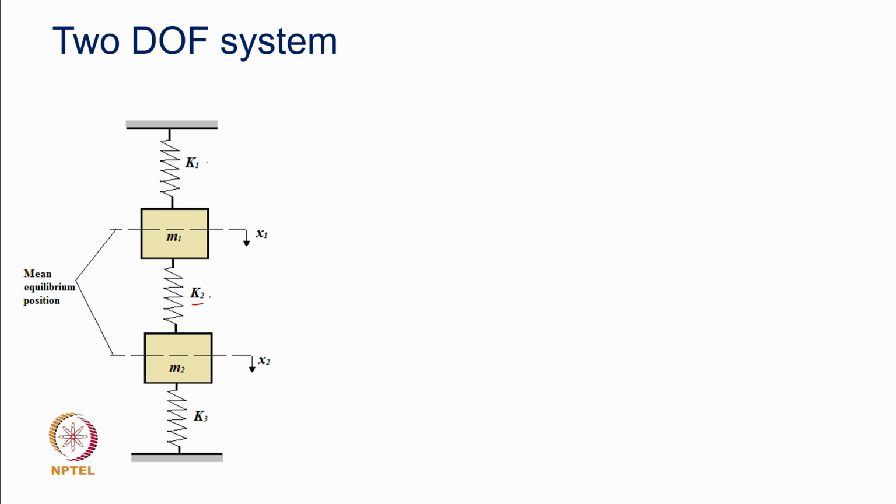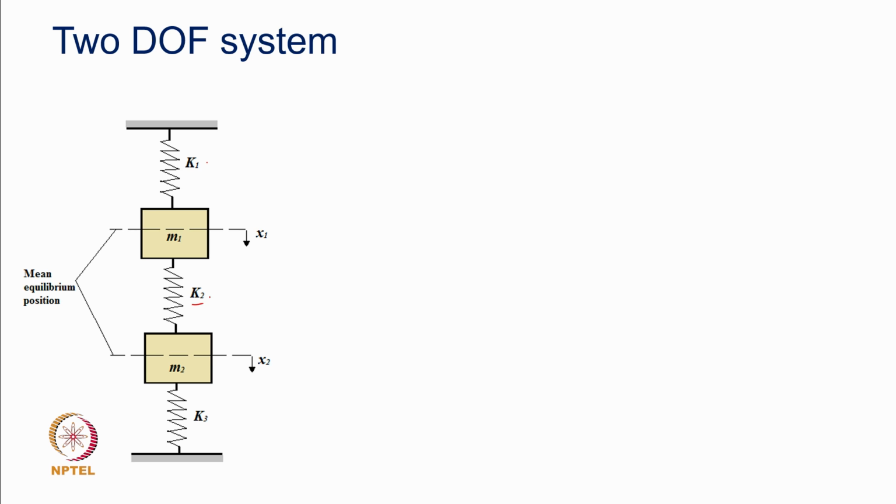That does not make a big difference in the analysis process. So, either K1 or K3 will be absent, and then the system will represent the original system. If you have a string which is fixed at both ends, then the total mass of the string can be distributed into two masses, and then the two masses will be separated by springs on either side. So, this is a generic system.